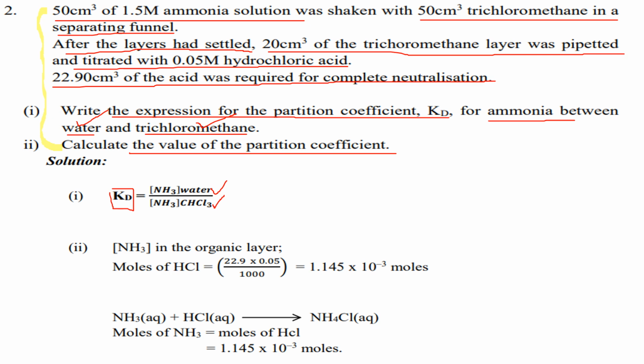Now the organic layer here we used was trichloromethane. So that's why I'm saying that we are going to first start by getting molar concentration of ammonia in the organic layer. Now if you look at the organic layer, they talked about organic layer, and what they gave about organic layer, they say that 20 centimeters cubed of trichloromethane layer was pipetted and titrated with 0.05 molar HCl.